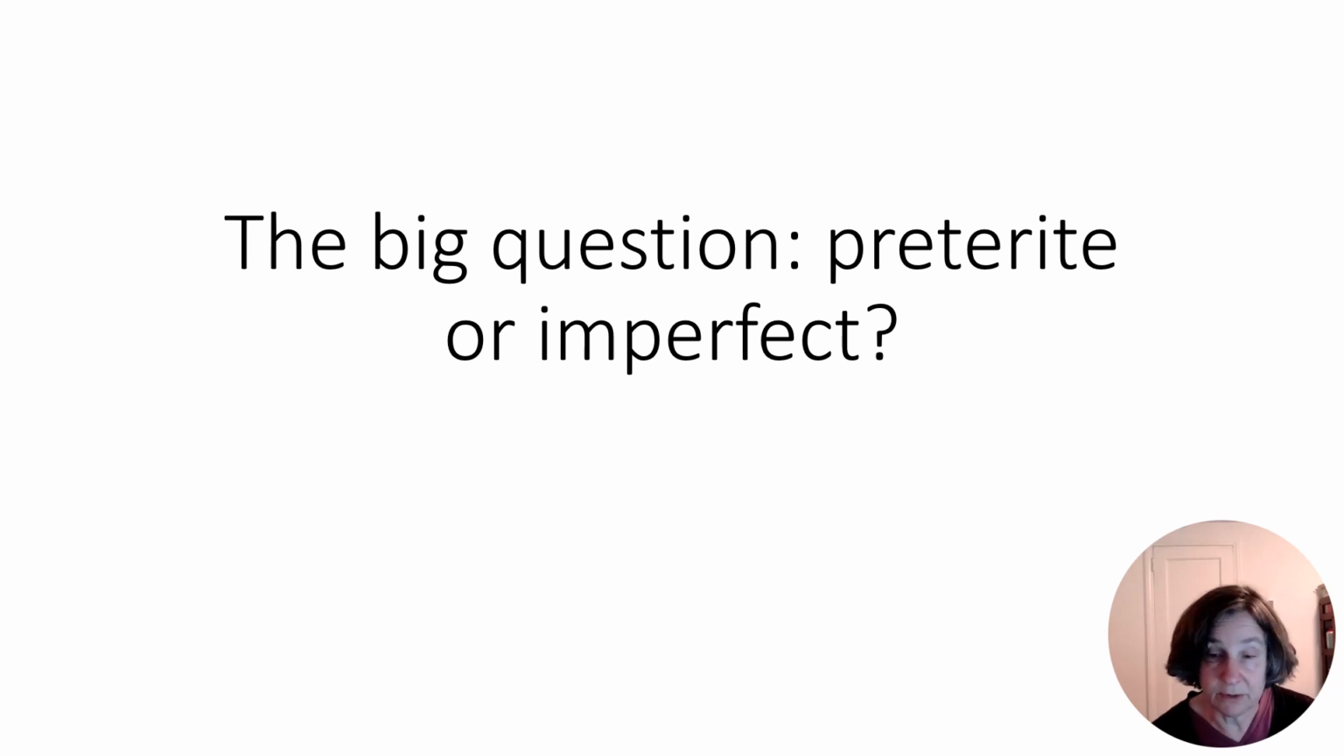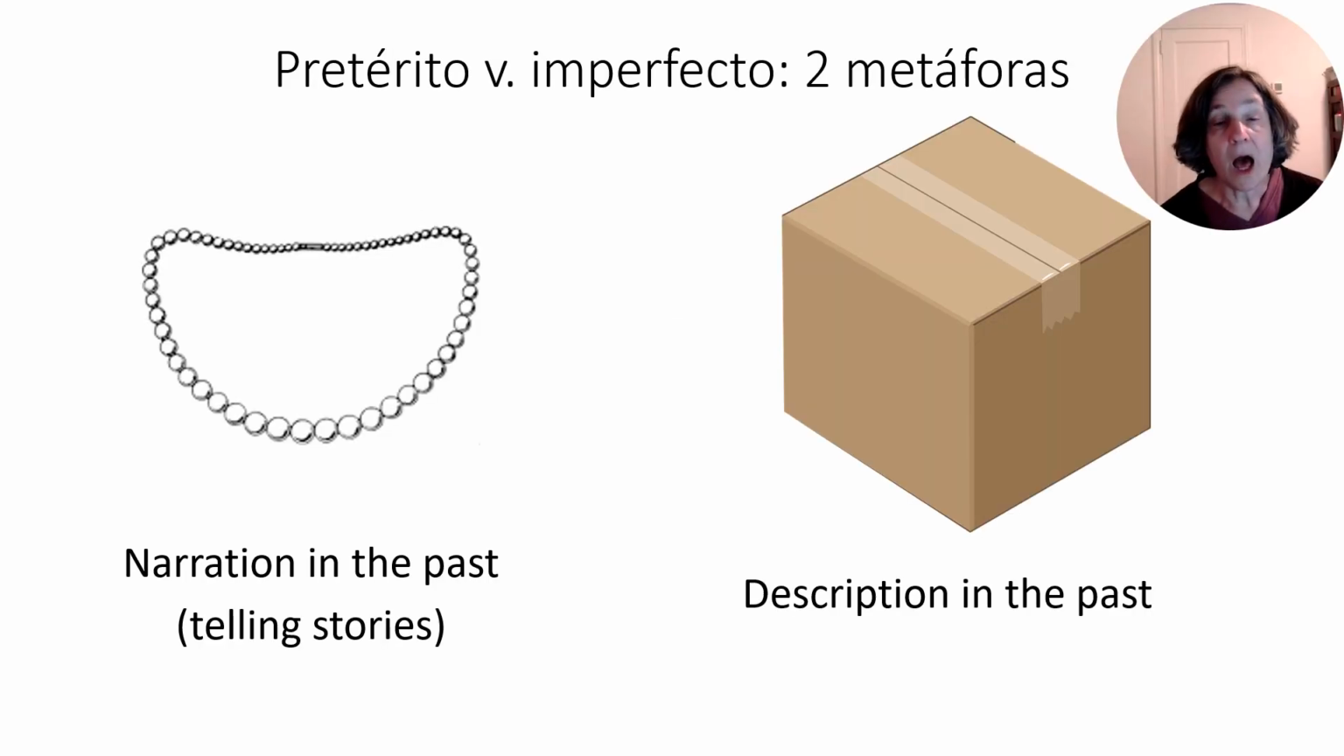The challenge then is to know when to use which conjugation. Do you want preterite or do you want imperfect when you're talking about the past? I find it very helpful to keep 2 metaphors in mind when wrestling with this issue of preterite versus imperfect in the past. So what are you doing when you talk about the past?